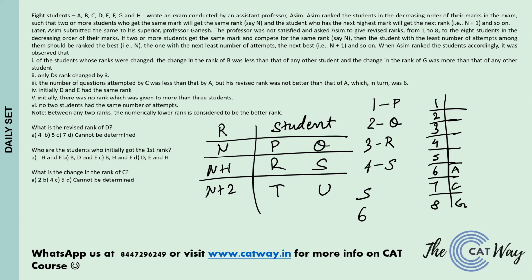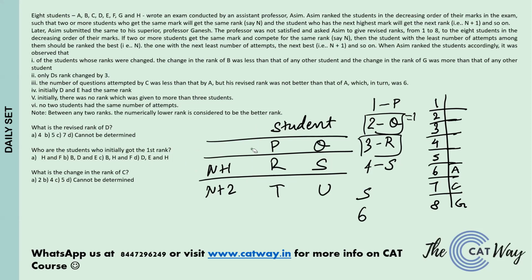Now what you can say is that the change in rank of the lesser ranked among P and Q, that is Q, the change of 1, is equal to the change in rank of the higher ranked between R and S. So between two slabs, whatever is the change in the rank of the lesser rank student will be equal to the change in the rank of the higher rank student. I hope this is clear, because this is something we are going to base our question upon.